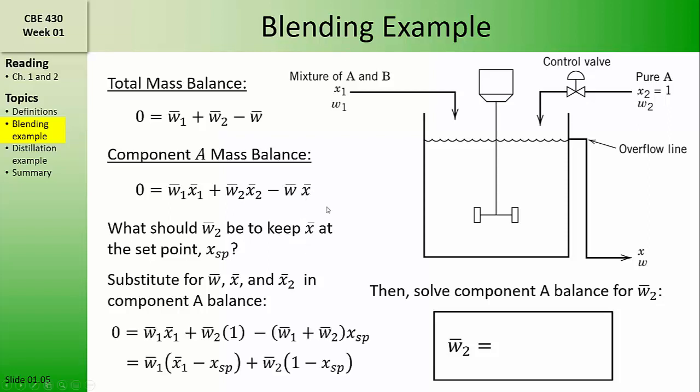Since we want to keep X bar at its set point, X sub SP, we'll substitute X sub SP for X bar. And X2 bar, that is the mass fraction of the solute in stream 2, is equal to 1 according to the diagram. So we can eliminate X2 bar and just replace it with the value 1. The resulting component balance here can now be solved for W2 bar. And we find that W2 bar should be W1 bar multiplied by this ratio of the difference between the set point and X1 bar, and 1 minus the set point.